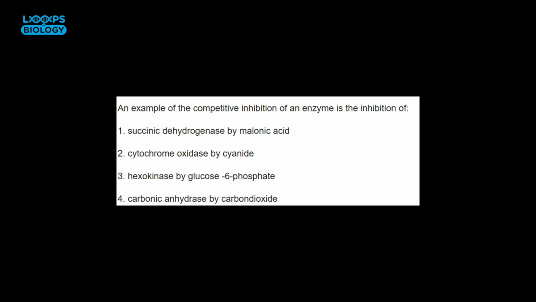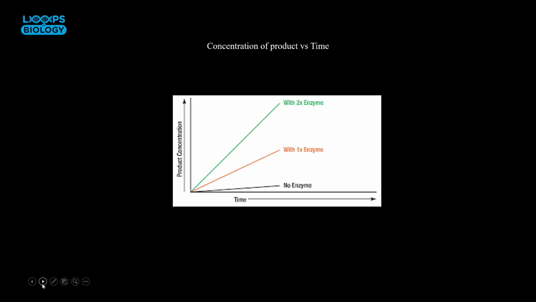An example of competitive inhibition, if I'm talking about an example for competitive inhibition, is cytochrome oxidase by cyanide. This will be my answer.